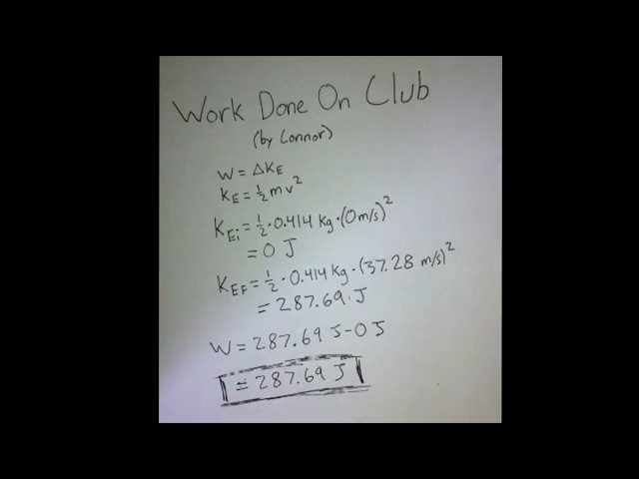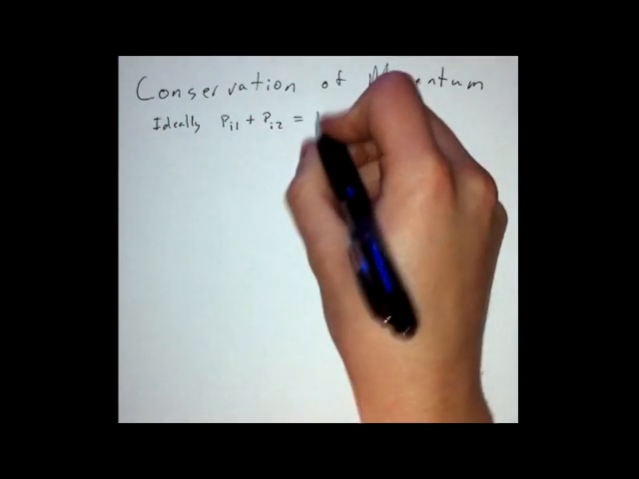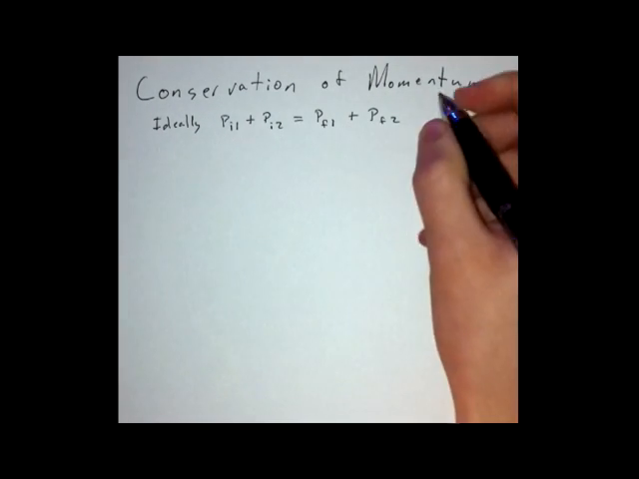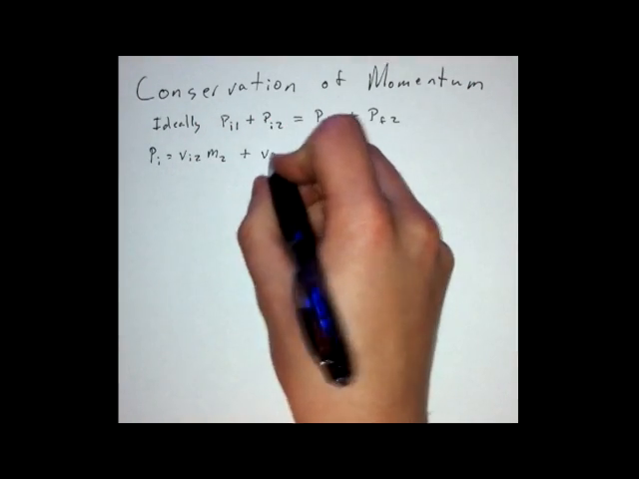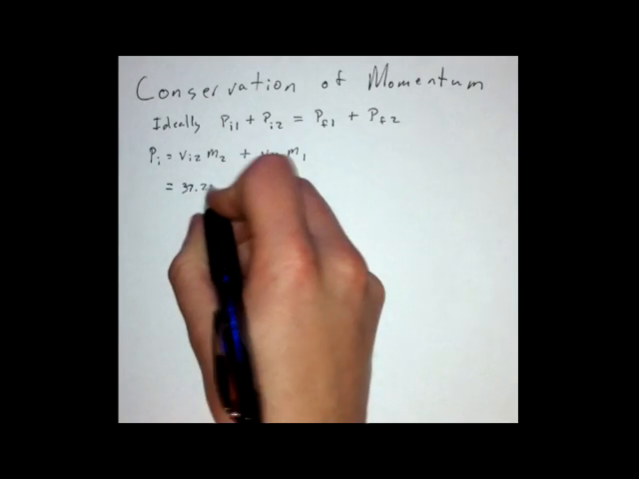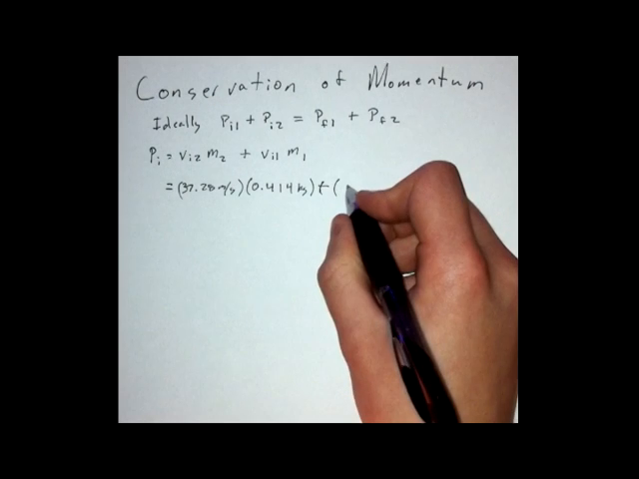The work is equal to the final kinetic energy minus the initial, giving us a final work of 287.69 joules. To show the conservation of momentum, the initial momentum of the system must be equal to the final momentum of the system. So we calculated the initial momentum of our system, which is just the golf club swinging because the ball is stationary, to be 15.43 kilogram meters per second.